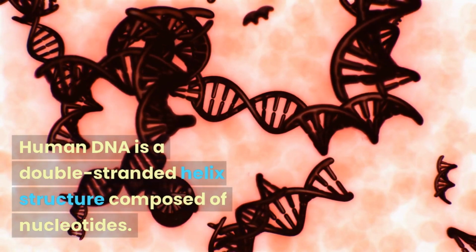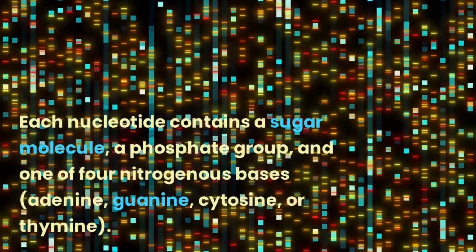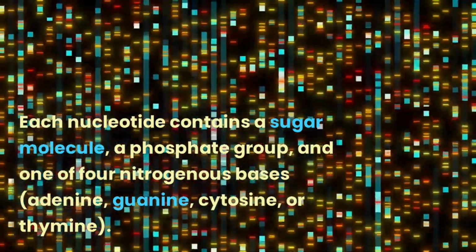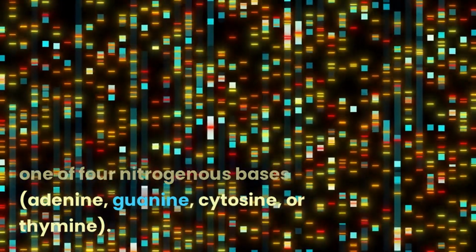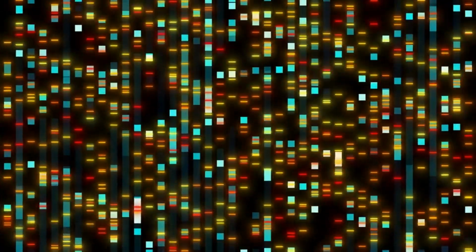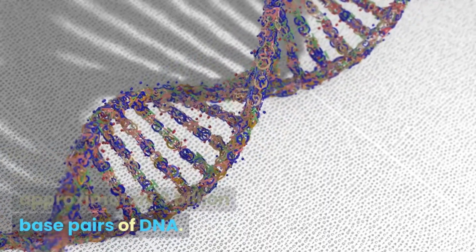Human DNA is a double-stranded helix structure composed of nucleotides. Each nucleotide contains a sugar molecule, a phosphate group, and one of four nitrogenous bases: adenine, guanine, cytosine, or thymine. The human genome is made up of approximately 3 billion base pairs of DNA.